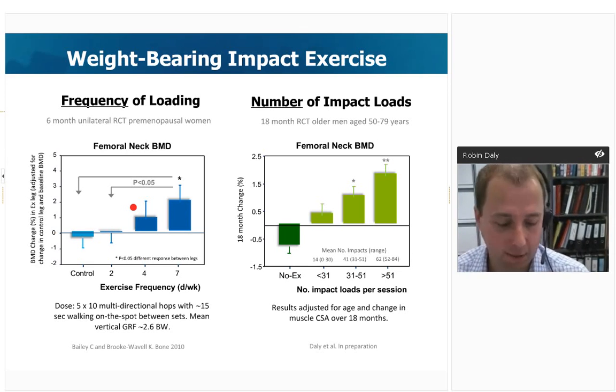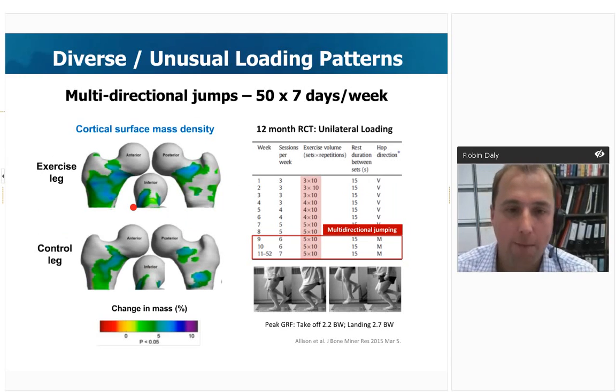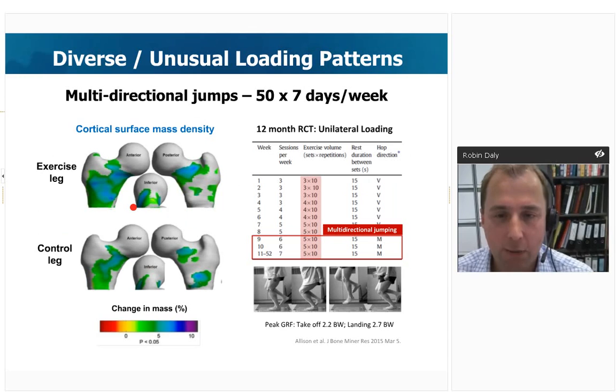The other important point to remember is you don't have to do high magnitude jumps. Remember, bones like strain, they like stress, and they like to be stressed in different directions. So again, this was another study where they had adults do multidirectional jumping on one leg, and the other leg served as the control. And all they did here was 5 times 10 lots of jumps. So 50 jumps over a 12-month period. That's all they did, and they were multi-directional.